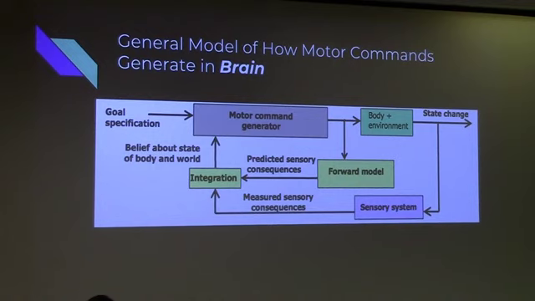Next, it needs to go into a motor command generator. The motor command generator is basically an area where you're deciding the rewards and the costs. So you're doing a cost-benefit analysis of, is this goal or this movement a good movement? Is it beneficial to me, or is it too costly to me? And if it is beneficial in the cost-benefit analysis, it then moves to body and environment.